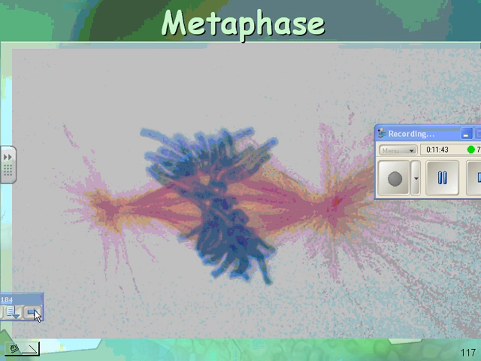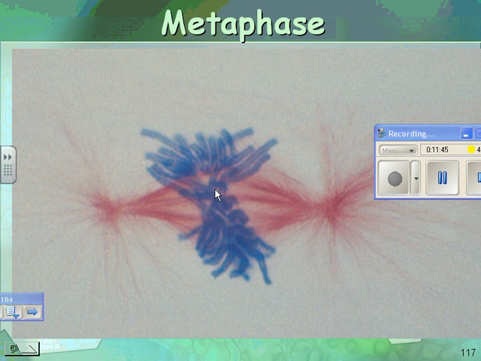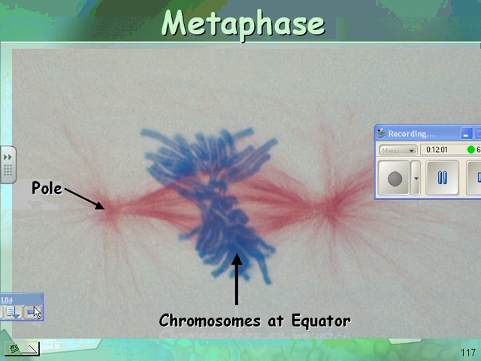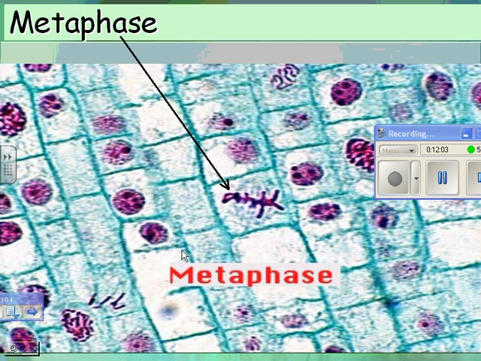Here's another picture of metaphase. There were so many pretty ones I couldn't pick one. So here's metaphase. The blue or purplish stuff are the chromosomes. I guess they're blue. And the red stuff are the spindle fibers, and here are the poles. These things are called asters. So there's a pole. Chromosomes at the equator. Cool, huh? Oh, look at metaphase.